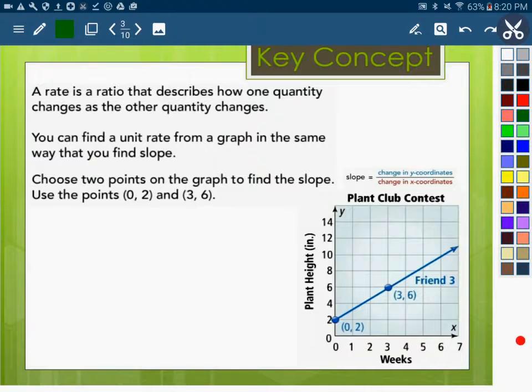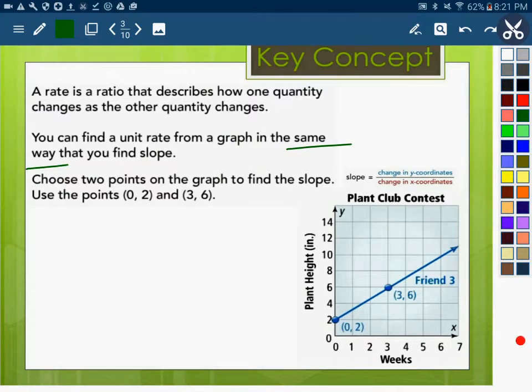So let's take a look at the key idea here. A rate is a ratio that describes how one quantity changes as the other quantity changes. You can find the unit rate from a graph in the same way that you find the slope. So really, if you're asked for a unit rate, just think slope with a denominator of 1.